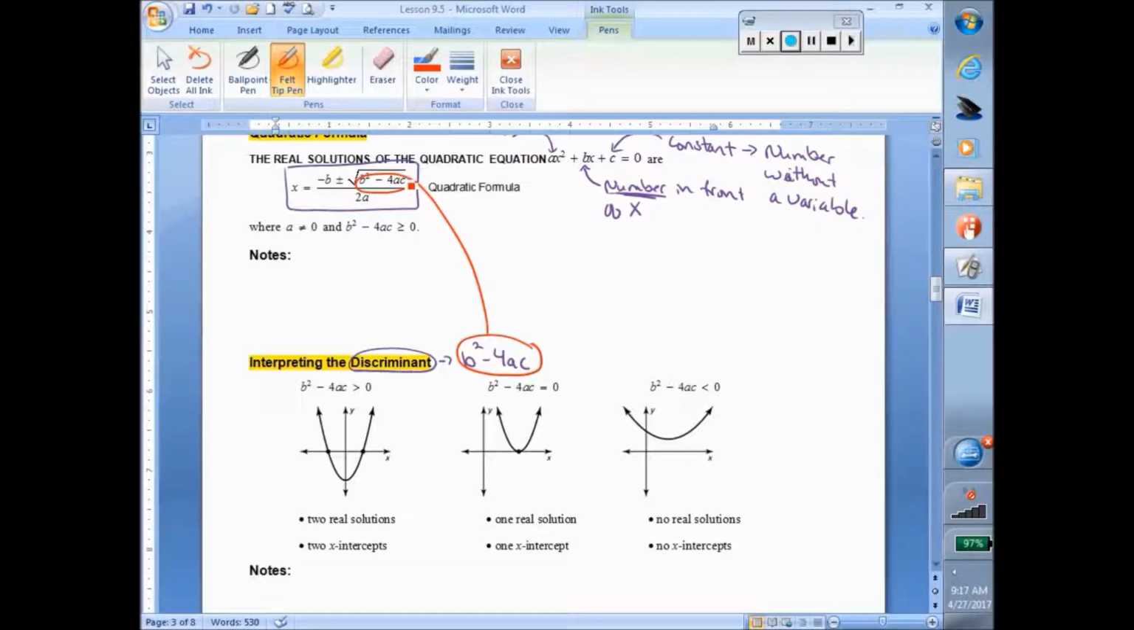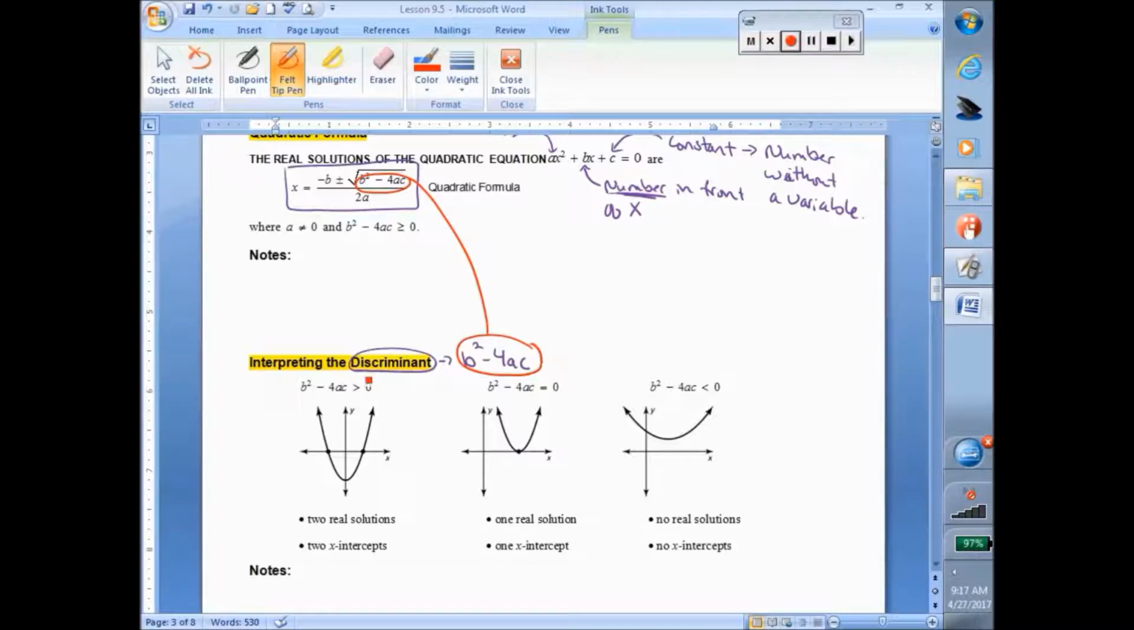When we go through and actually calculate our discriminant, there's three different possibilities. We could end up with a positive number, we could end up with 0, or we could end up with a negative number. So let's take a look at those three possibilities.